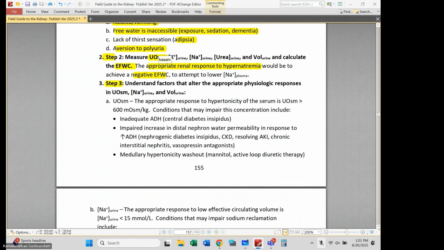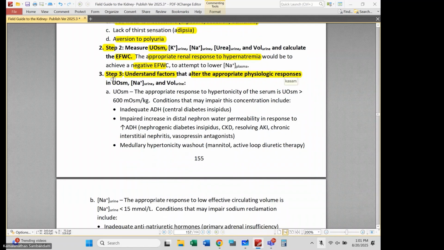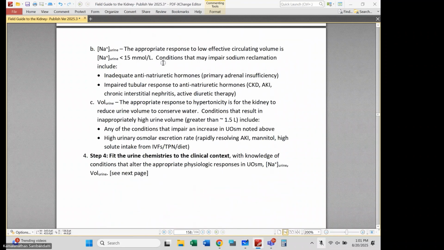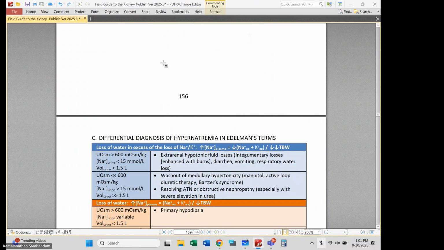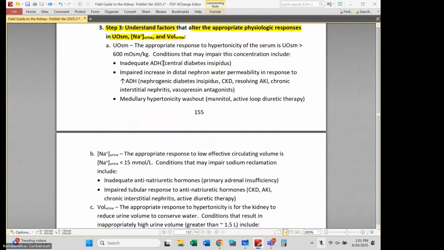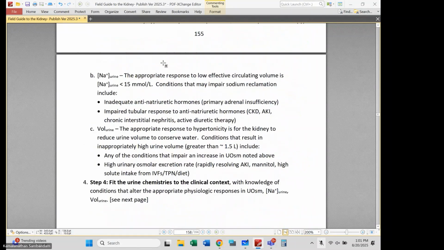Okay, and if I have abnormal electrolyte-free water clearance, especially urine osmolality, you've got to understand the factors that alter this normal physiologic response if these don't make sense in the setting of urine osmolality. So we'll talk about those. Maybe I'll end it there.